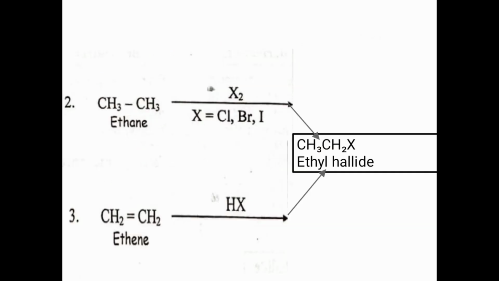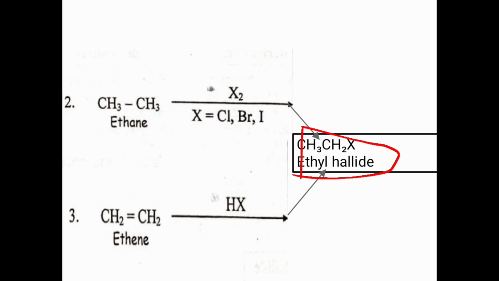Now in this slide you can see we are preparing ethyl halide or alkyl halide from ethane and ethene. We will discuss it one by one. Now when we react ethane with any of the halogens, that is chlorine, bromine or iodine, the product formed is ethyl halide. You can see it here.